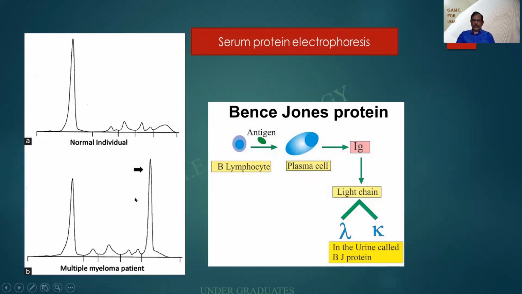The Bence-Jones protein. Here I find that there is no elevation, whereas in the second one, in the case of a myeloma patient, there is an elevation because of the formation of the M protein. This is a normal lymphocyte. When there is an exposure to an antigen, a plasma cell is formed. The plasma cell produces the immunoglobulin. In a case of multiple myeloma, you get the kappa and the lambda chains, which will be diagnosed. That is the Bence-Jones protein.